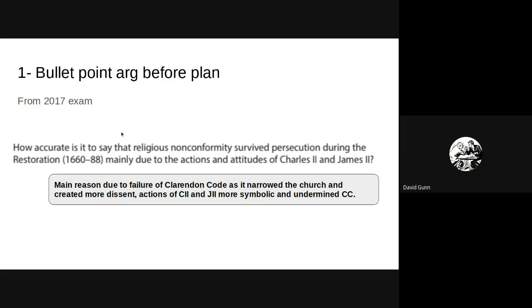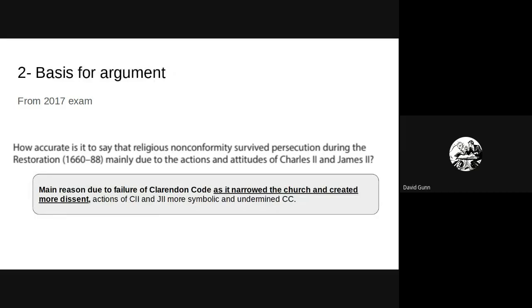Okay, so the next tip is having a basis for the argument. I've just mentioned that. So it's the same question again. Religious nonconformity survived persecution during the Restoration, mainly due to the actions and attitudes of Charles II and James II. So your argument is that it was due to the failure of the Clarendon Code. Now, what you've got to do is not just leave it at that. You can see here the bit that's underlined. Failure of the Clarendon Code is the key issue as it narrowed the church and created more dissent. That's the basis of the argument.